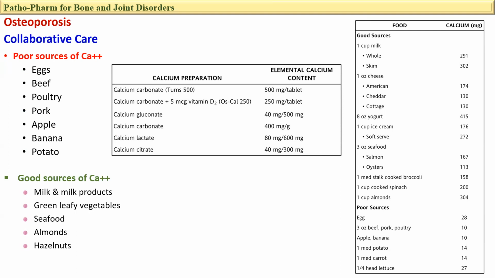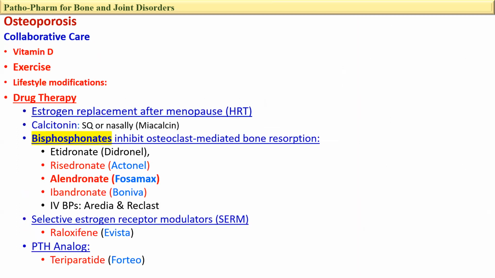You'll be surprised that some of these sources are really good sources of calcium. For example, most people think that eggs are a good source of calcium, and you will find that eggs are a poor source of calcium. The good sources are milk products, green leafy vegetables, seafood, almonds, and hazelnuts. And the rest, at the top, are all poor sources of calcium.